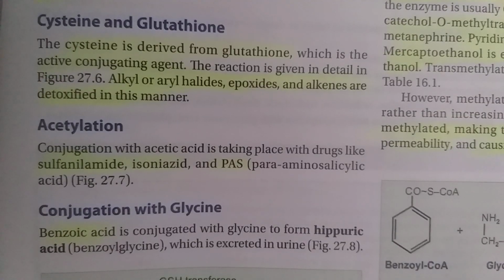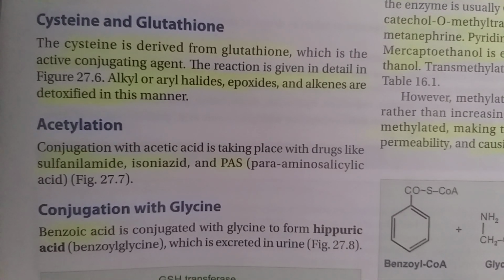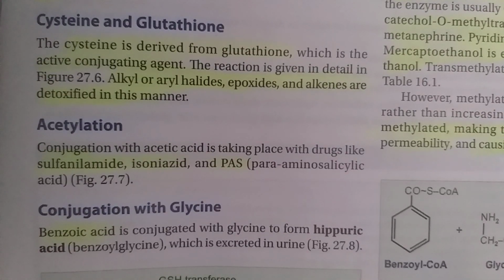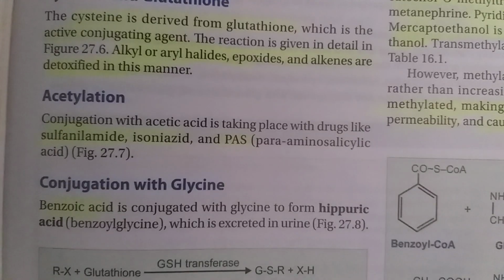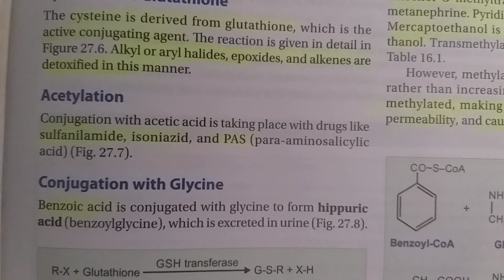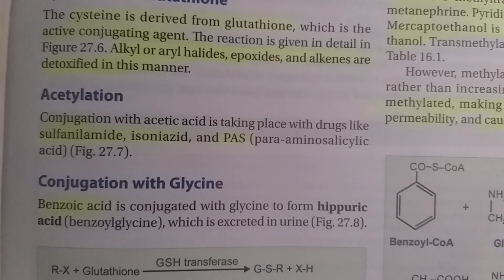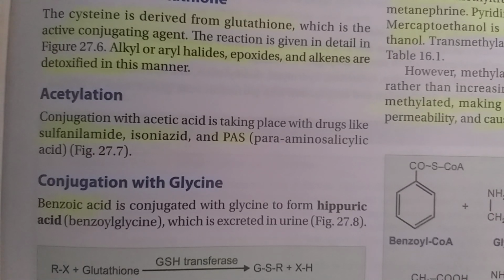Now acetylation, the conjugation with acetic acid, takes place with drugs like sulfanilamide, isoniazid and para-aminosalicylic acid. Here you can see the reactions for isoniazid and sulfanilamide. Next is conjugation with glycine. The benzoic acid is conjugated with glycine to form hippuric acid, and this hippuric acid or benzoyl glycine is excreted through the urine.